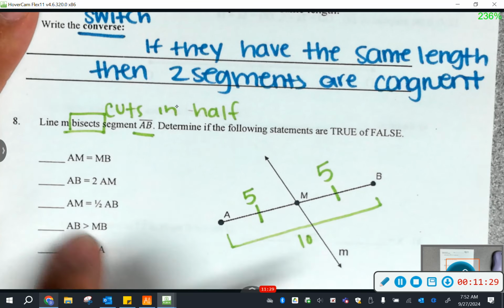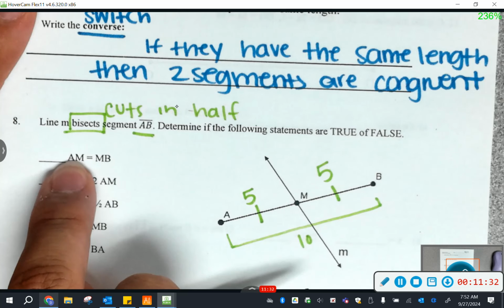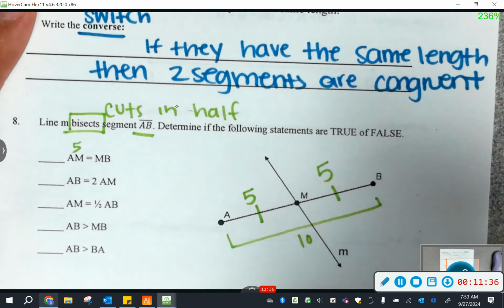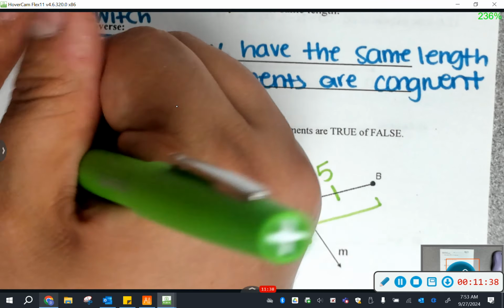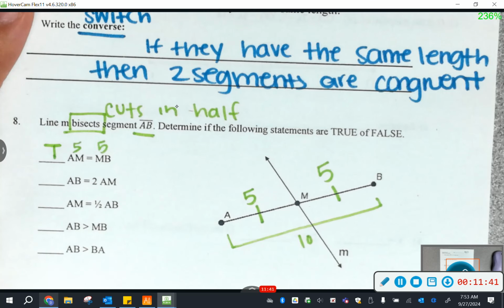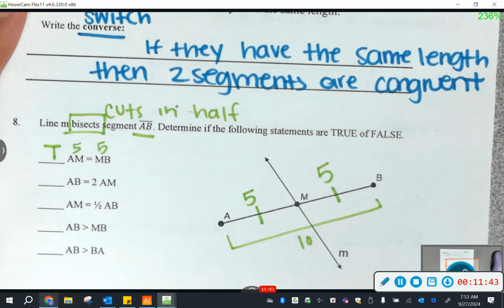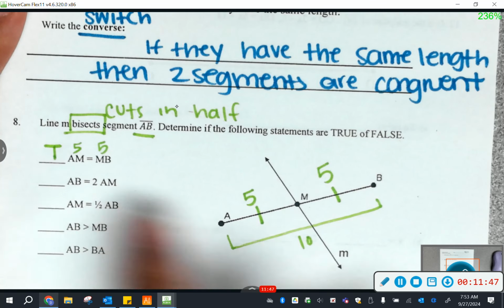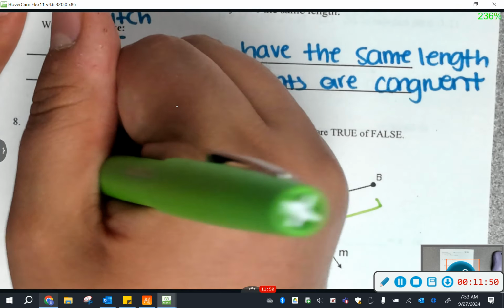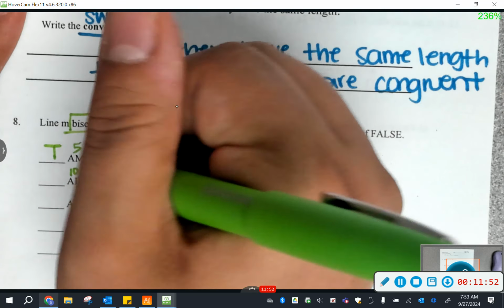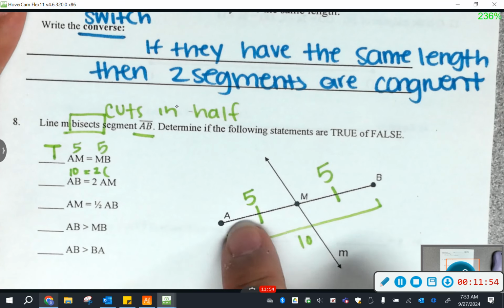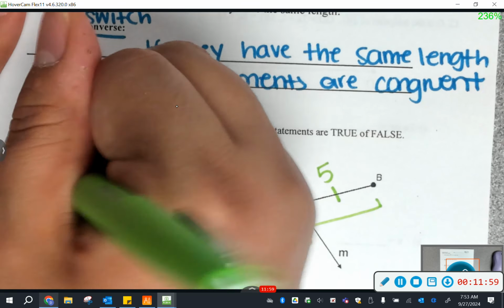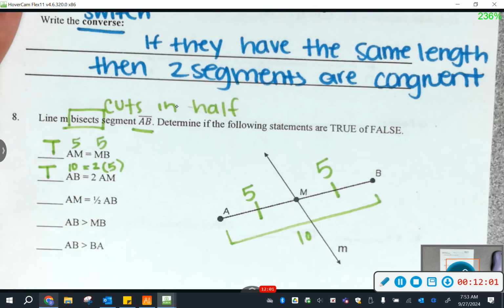Now, instead of doing these letters, I can do numbers. What is AM? 5. What is MB? Are they equal? That's true. Do you see how making up the numbers there will help you see it better? What is A to B? 10. Does A to B equal 2 times A to M? 5. That's also true because 2 times 5 is 10.